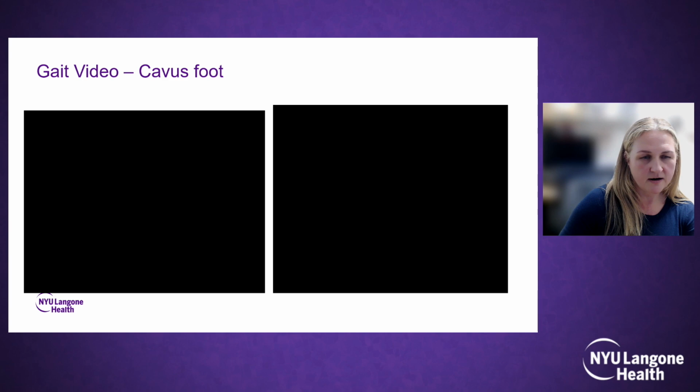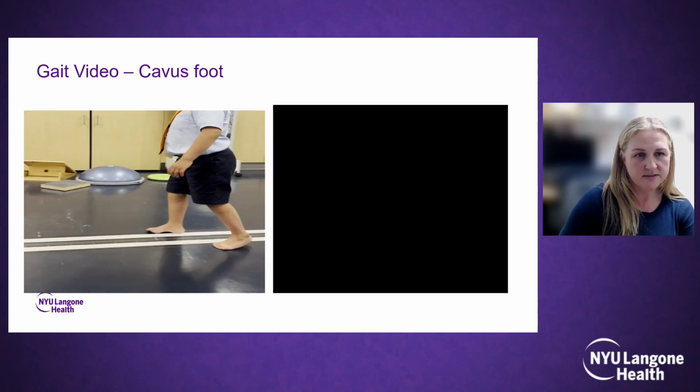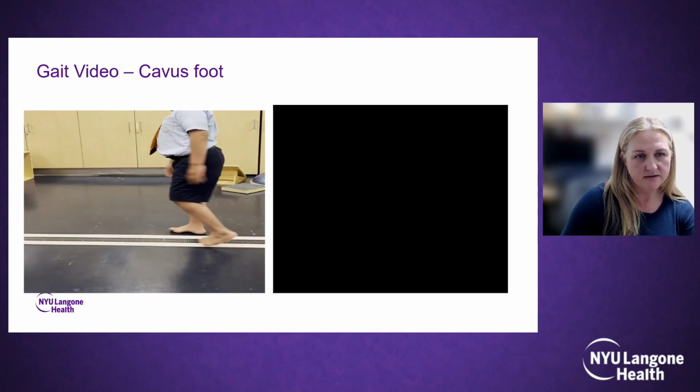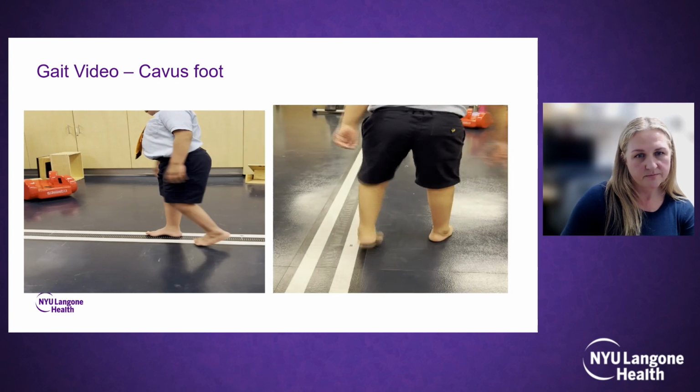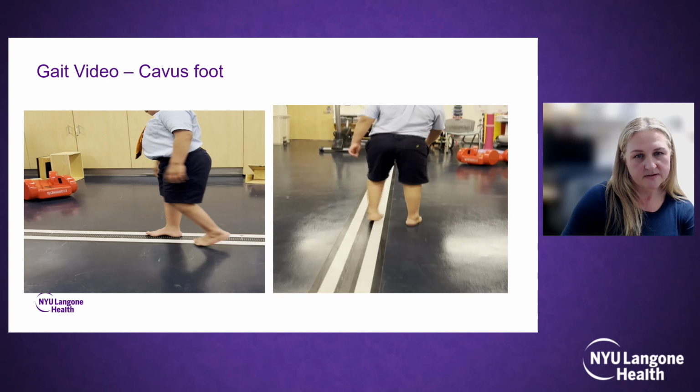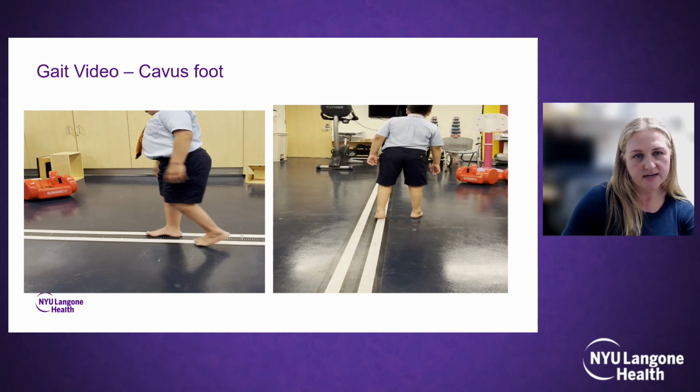So here are a couple of videos. So here's a cavus foot. You can see what that looks like. See the wide base of support, decreased cadence, a lot of lurching side to side when he's moving.